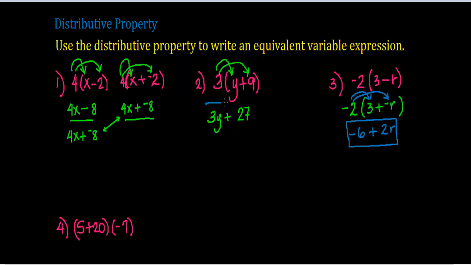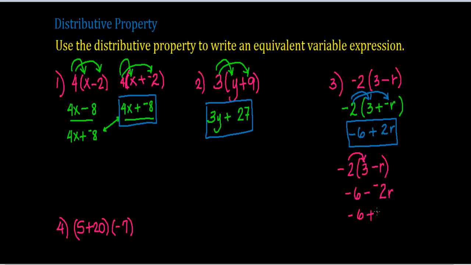Okay? Now let me show you, if I hadn't changed the minus to a plus negative, I should still get the same answer. So I'm going to do this one again without changing this minus to a plus. Okay? So I have negative 2 times 3 minus r. If I don't change it, you get negative 2 times 3, which is negative 6, minus, and then you get negative 2 times r, which is negative 2r. Okay, because negative times positive is negative. And you see what happens here, minus negative? Anytime you have minus negative, you can change that to a plus 2r.